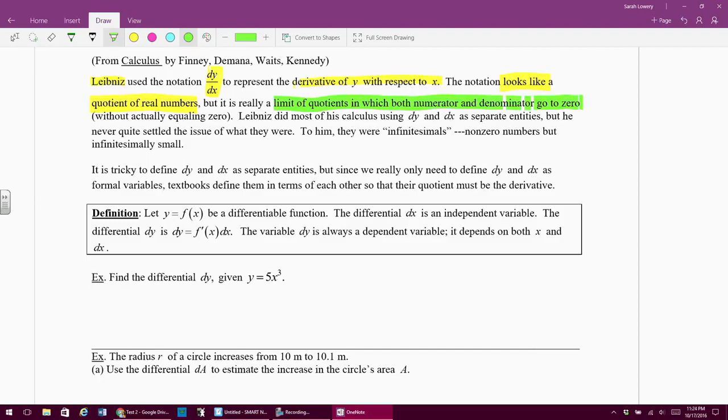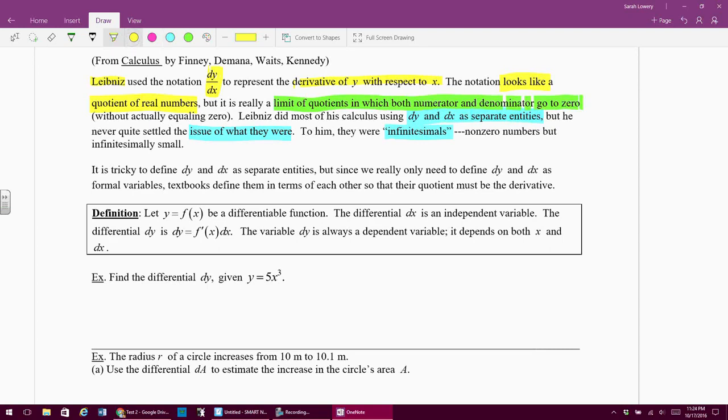Because remember, delta y and delta x is the change in y over the change in x. We're talking about making the change in y infinitesimally close and the change in x infinitesimally close. So when Leibniz was doing calculus a long time ago, he actually never used dy dx as a quotient. He did all of his calculus using dy and dx as separate entities, but he never quite figured out what they were. And so he called them infinitesimals, non-zero numbers that were infinitesimally small.